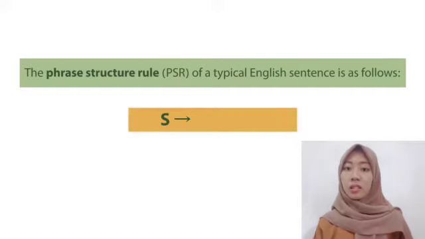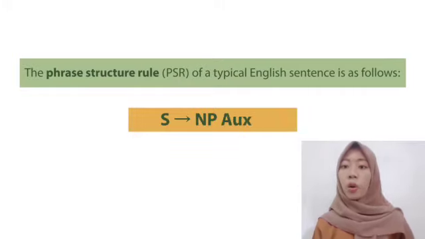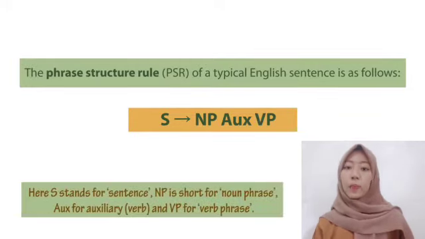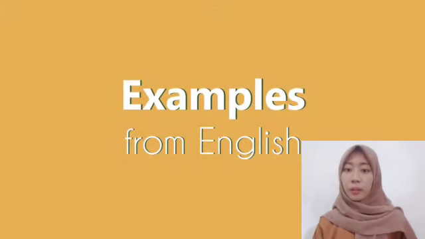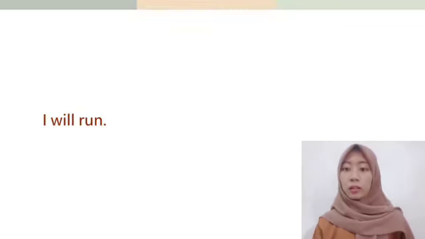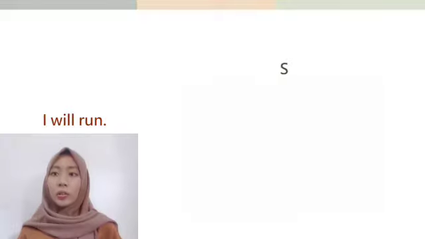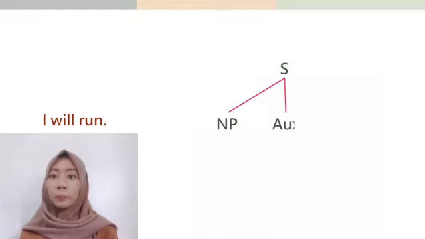A sentence consists of a noun phrase followed by an auxiliary verb followed by a verb phrase. I can give you a basic sample English sentence. For example, I will run. It is a sentence, as you see at the top. We are going to get this at the top of every tree diagram for every English sentence. Then as we go down below, things will start to differ. It consists of an NP followed by an auxiliary, followed by a VP.